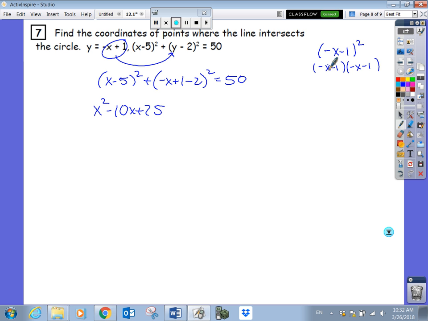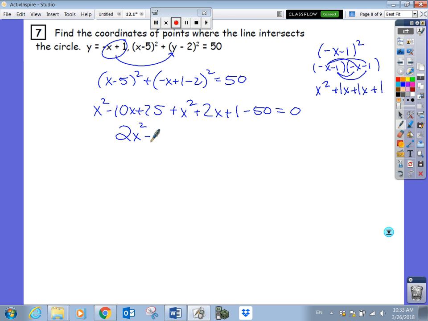Just go back to FOIL. Negative x times negative x is x squared. Negative x times negative 1 is plus 1x. Negative 1 times negative x is plus 1x. Negative 1 times negative 1 is plus 1. So this becomes x squared plus 2x plus 1. Then we have minus 50 equals 0. So it's just a bunch of adding, subtracting, and multiplying. That's all we've done so far. We substituted, added, subtracted, and multiplied. And so now we just combine like terms.